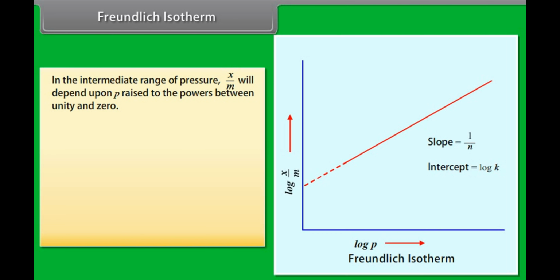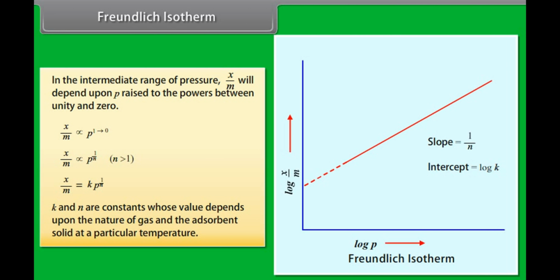between unity and 0. This can be expressed as x/m ∝ P^(1 to 0), or x/m ∝ P^(1/n), where the value of n is greater than 1, or it can be written as x/m = k × P^(1/n).